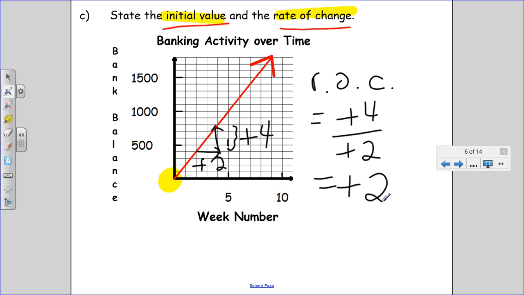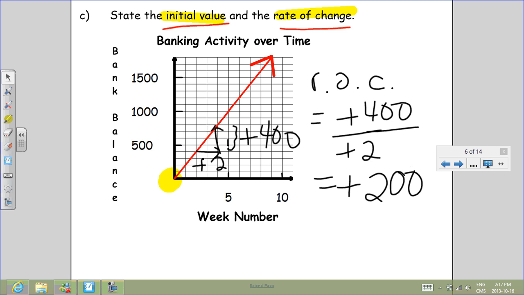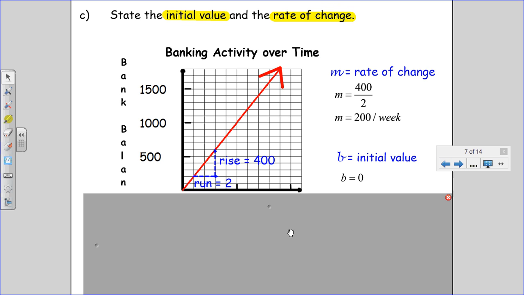Oh, I made a mistake. What did I forget? I went up 4 boxes, but each box is actually 100, so my increase was 400. So my rate of change is positive 200. Don't forget to watch the number of boxes in your scale.